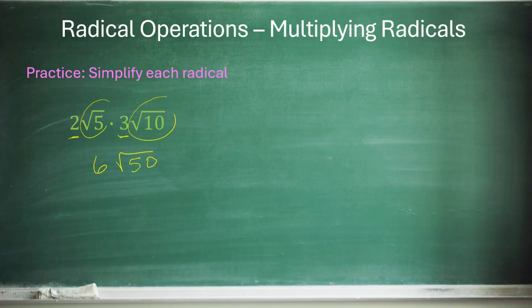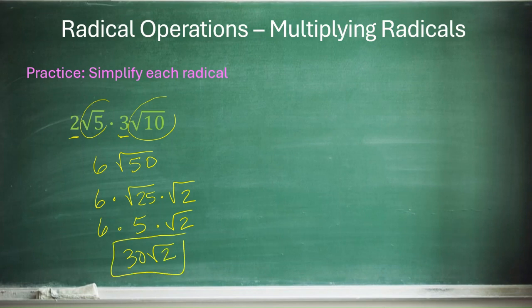And then we simplify. So this is 6 times the perfect square in root 50, which is root 25 times root 2. So that becomes 6 times 5 times root 2. That gives me 30 root 2, and that is our simplified term.